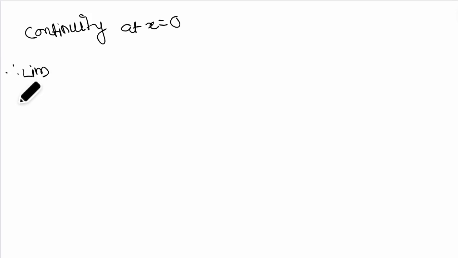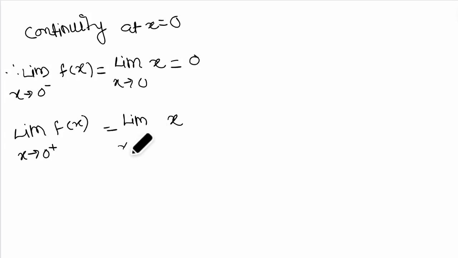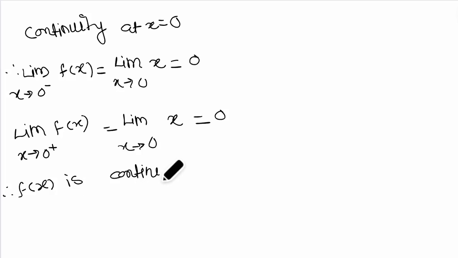So take the limit of x tends to 0 minus f of x, equal to the limit of x tends to 0 minus of x, where the answer is 0. So also check the right hand limit, that is the limit of f of x where x tends to 0 plus, equal to the limit of x where x tends to 0 plus, which means 0. So you will get the same answer, that is 0. That means guys, the given function f of x is continuous at x equal to 0.